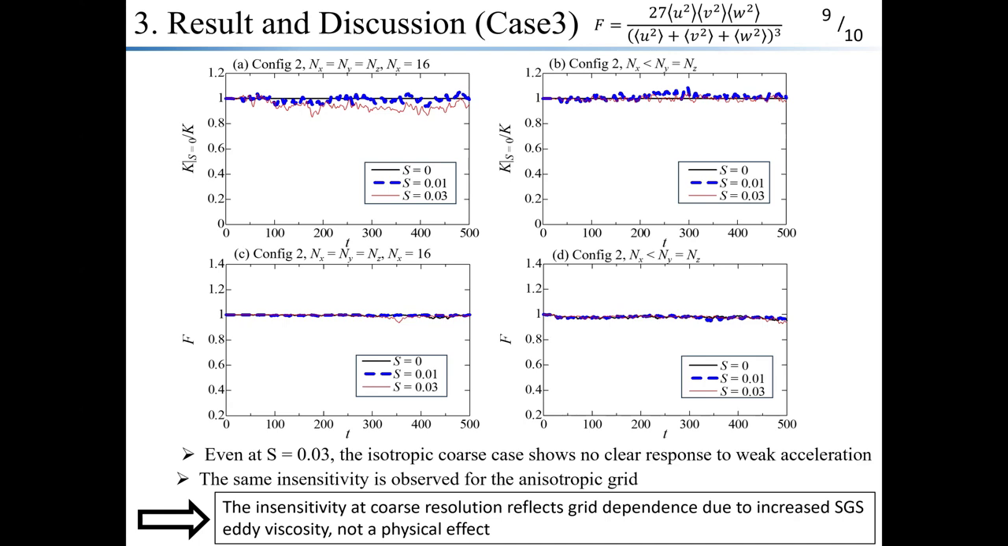This insensitivity reflects grid dependence, where increased subgrid scale viscosity masks physical differences. These results suggest that the resolution of 16 points per 2 pi is too coarse to detect acceleration effects or entropy changes reliably in turbulence analysis.